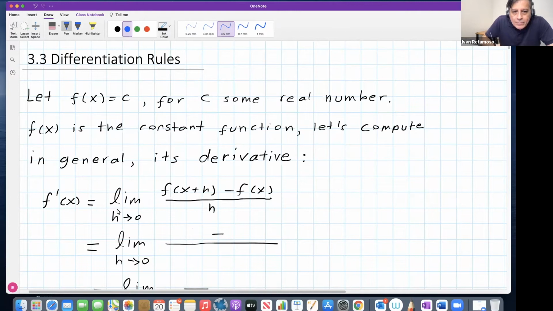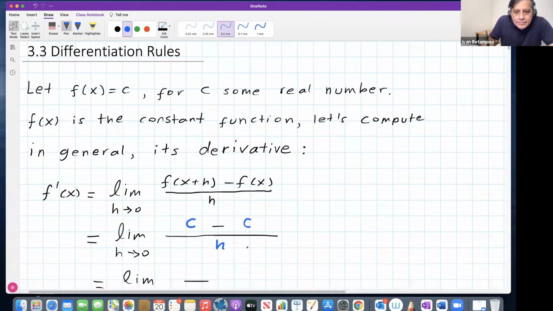Remember, the derivative of a function is gotten by following this formula using limits. It is the limit as h approaches 0 of the difference quotient, f of x plus h minus f of x over h. But for this constant function, f of x plus h is just c, because it's a constant function. The constant function pairs up any input value with a constant, in this case c. So this is just c, minus f of x. But f of x is also equal to c, and h on the bottom.